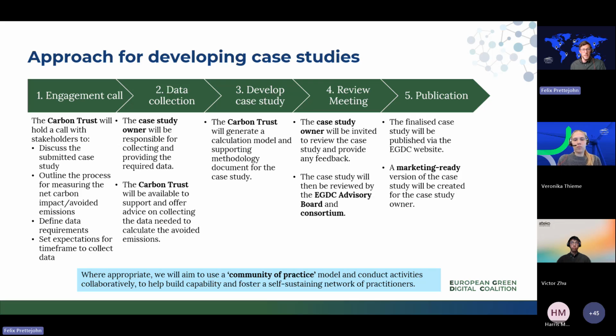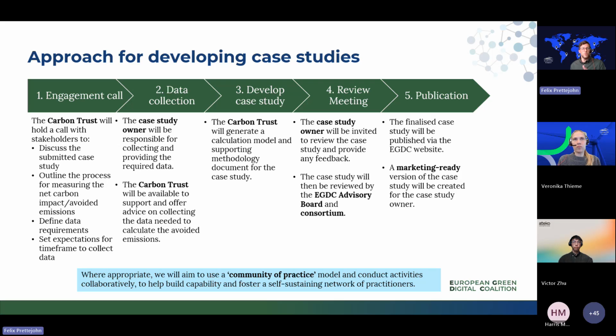We'll then move on to the data collection process. The case study owner is responsible for doing the data collection, but we will be offering support throughout this process. Then we'll go on to the development of the case study. This is for us to do, but in cases when people would like some shared capacity building, we can do this, supporting an organization to do the calculation.